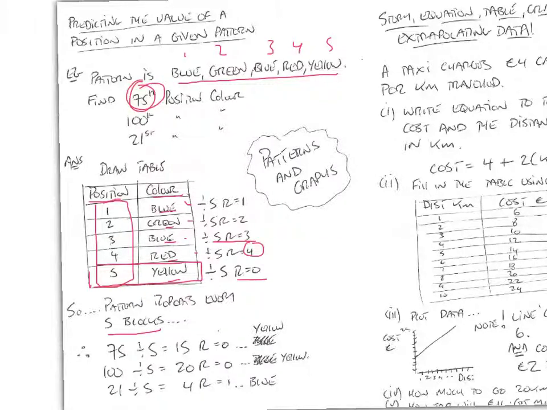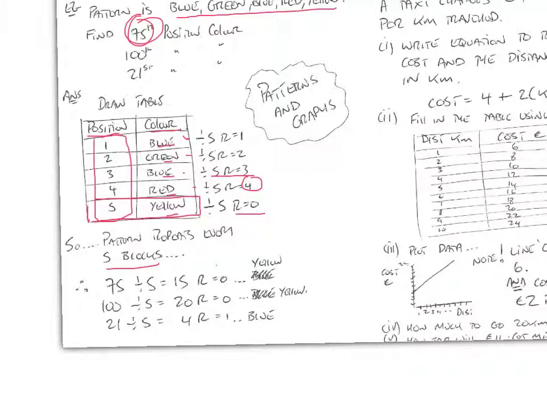So, for example, if we were to look at our 75th position, we divide that by 5, we see that that's 15 and there's no remainder, so it must be yellow. If someone says to us, what's the colour of the 100th position? We divide that by 5 and we get 20, and again, no remainder, so it's yellow again.